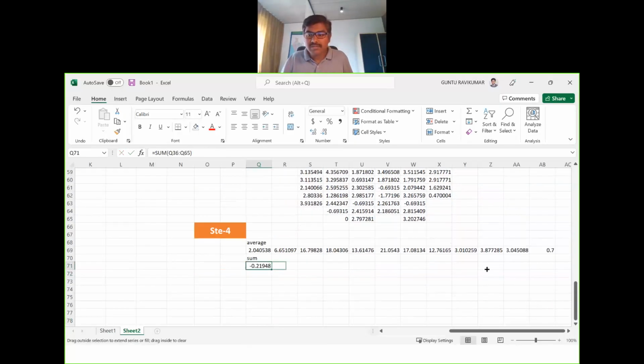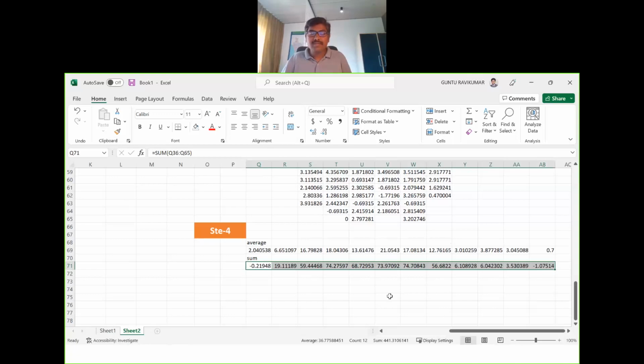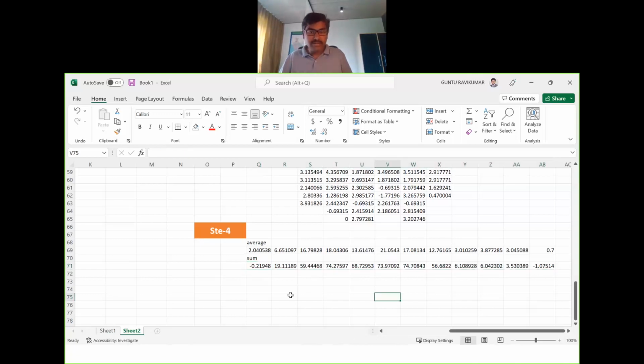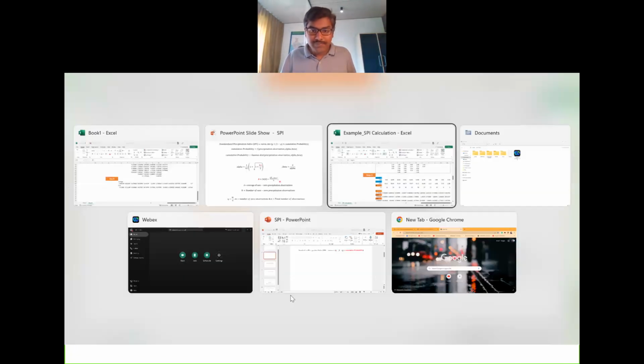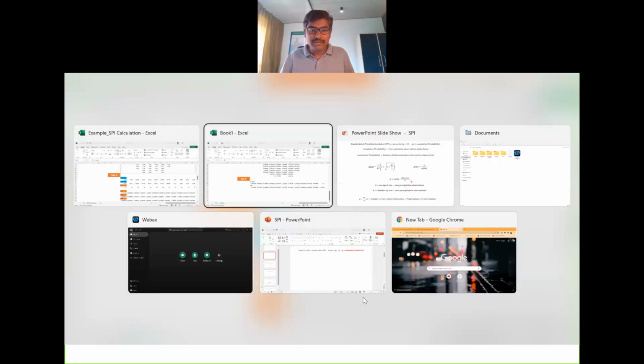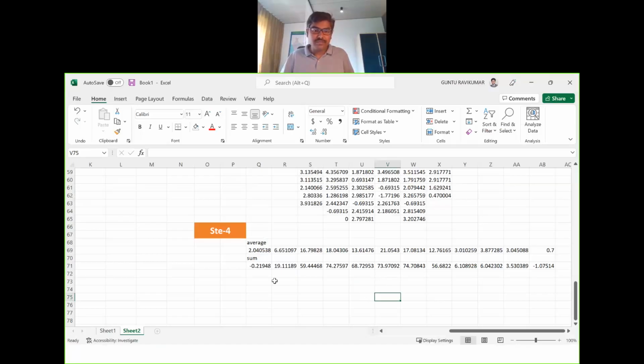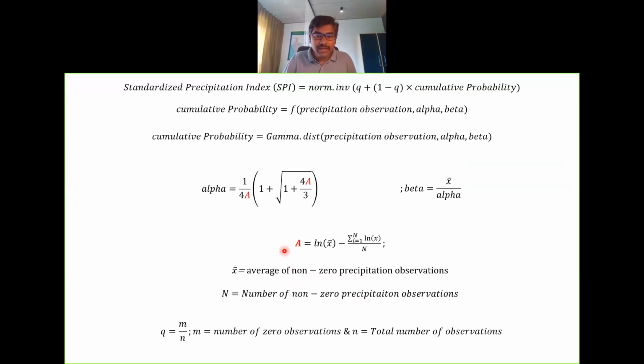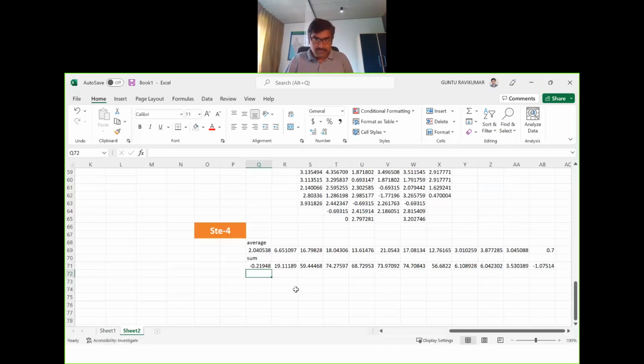So drag this for 12 months and you get the summation. Let me re-verify once again. Minus 0.22, minus 1.08. Yes, minus 0.22 and 1.08. So perfect. Now our aim is to calculate capital A.